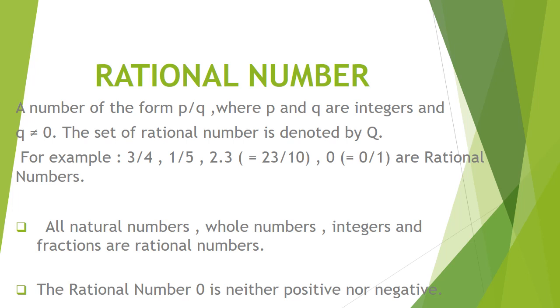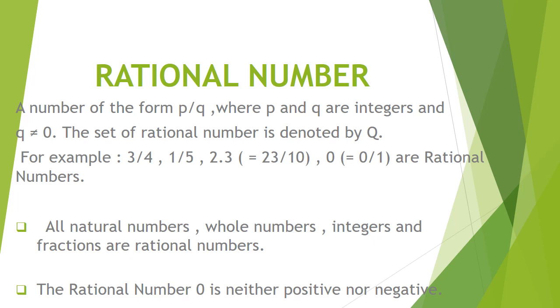For example, 3 upon 4 and 1 upon 5. The numbers 3 upon 4 and 1 upon 5 are rational numbers since both can be written in the form p upon q, where 3 and 4, and 1 and 5, are integers and the denominators, that is 4 and 5, are not equal to 0. Similarly, 2.3 can be written as 23 upon 10. 0 is also a rational number since 0 can be written as 0 upon 1.